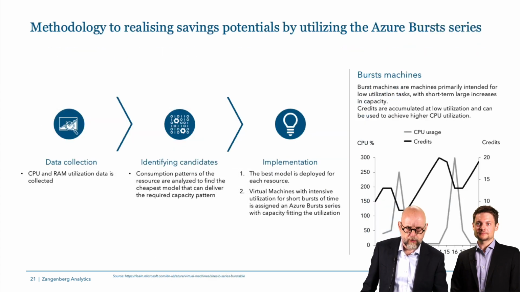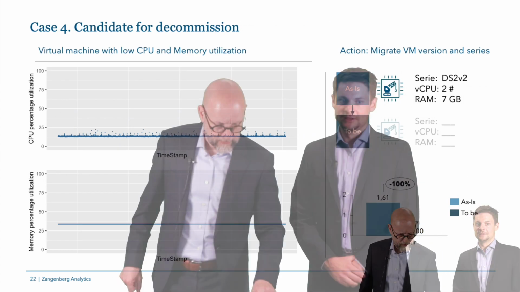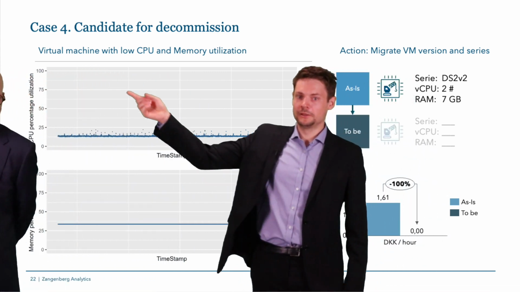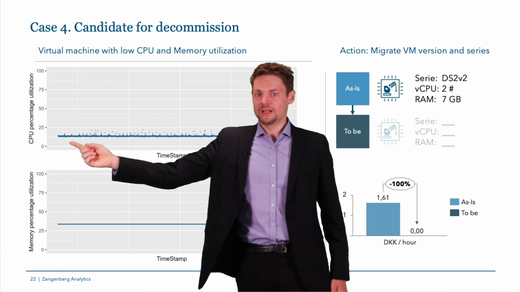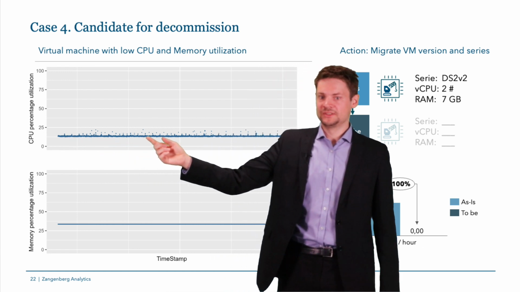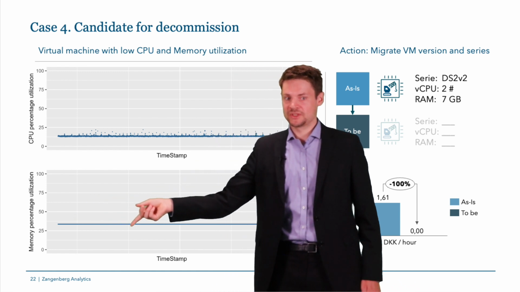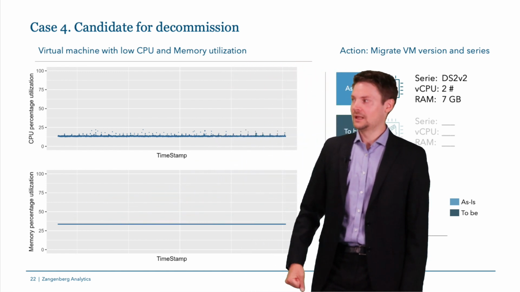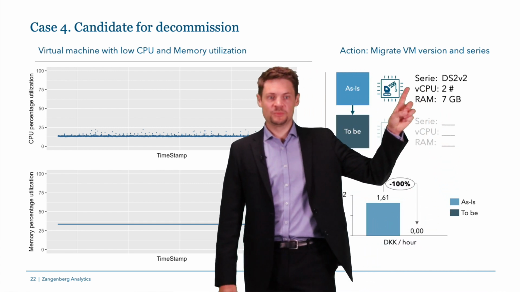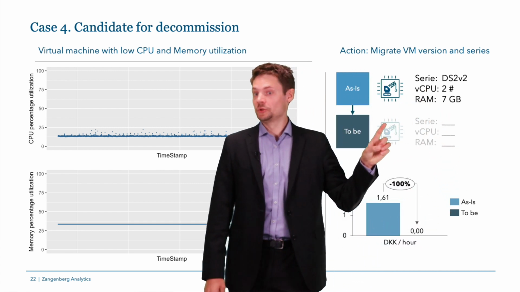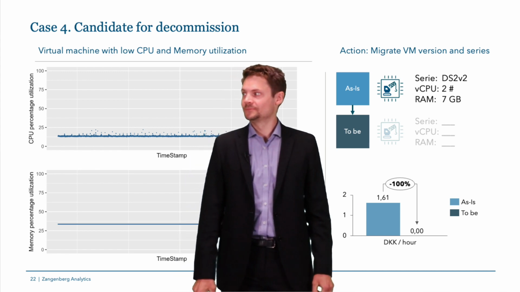Great. So, okay, what's going on here, Morten? Yeah, it's clearly stated: candidate for decommission. Here we have a machine with a very low CPU utilization, and the memory is also dormant, just some data in the memory, and it doesn't really do anything. So this machine is completely unutilized, and you should just get it decommissioned and shut down.